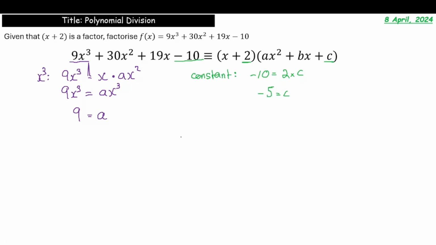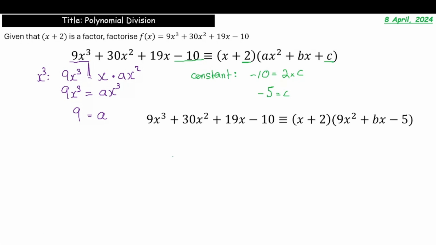Now what I'm going to do is rewrite this, but put a and c in its place. I'll skip ahead. Okay, so you'll notice now that the only thing we're missing is this b term.